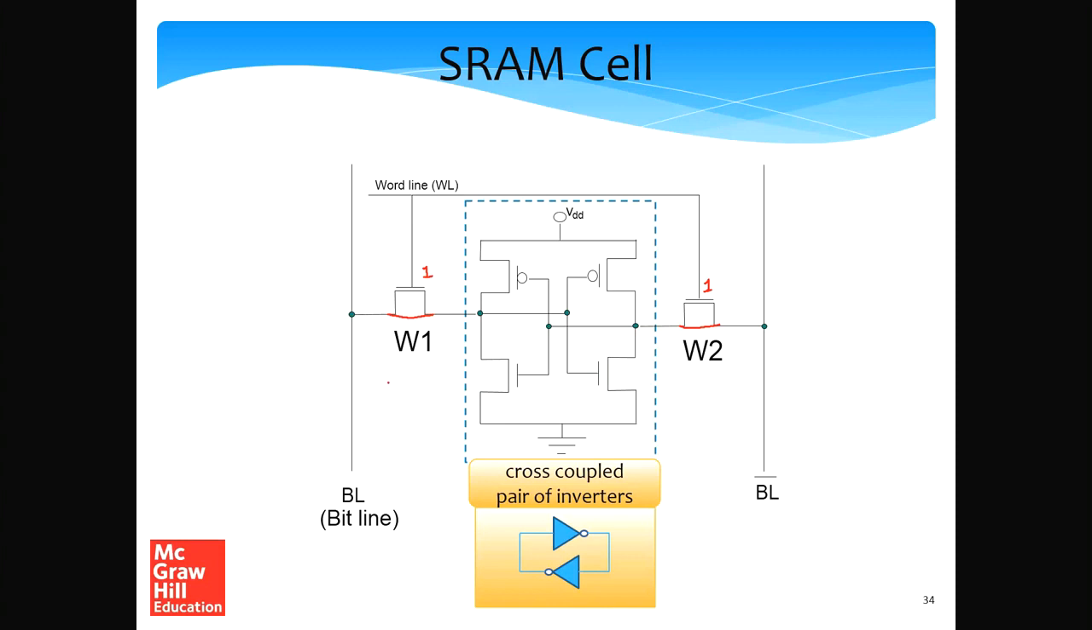Let's consider writing first. Since we have 2 inverters, whatever value is saved here, the complement of the value will be saved on the other side. It's a symmetric structure. One copper line connected to one side is called a bit line, and the other one is also a bit line, but it stores the complement of the value. Both of these copper wires are called bit lines. One stores the value and the other stores the complement of the value stored inside the cell.